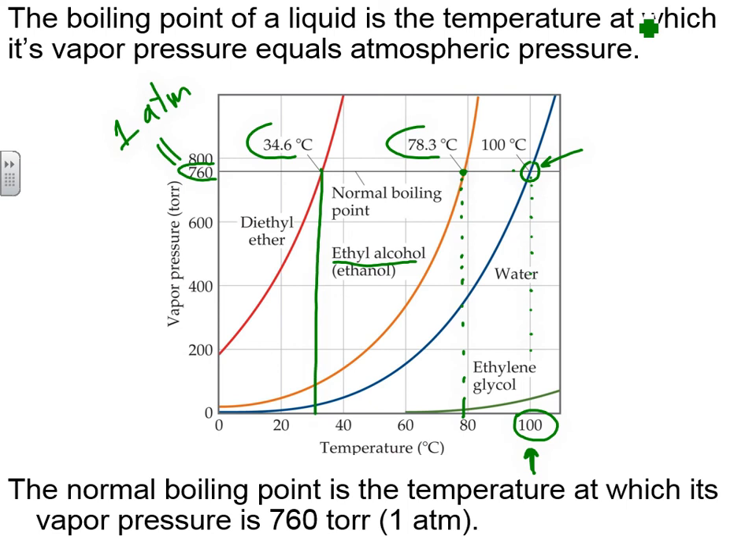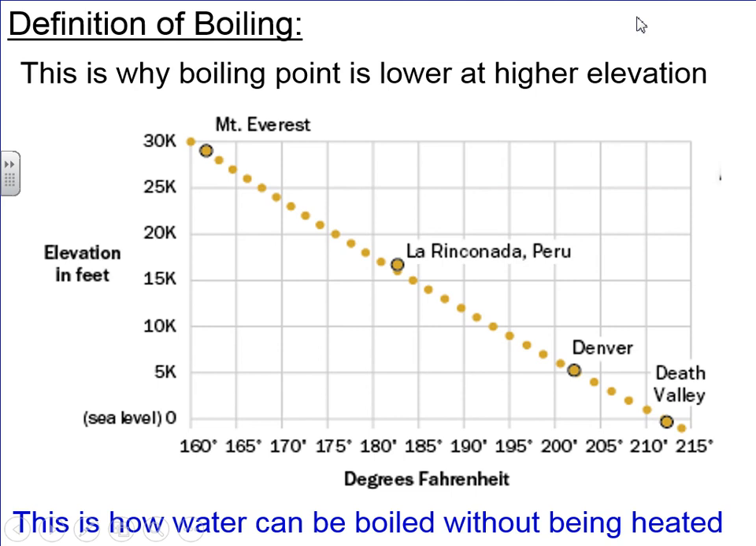Now here it says the normal boiling point. The word normal means at 1 atmosphere, the temperature at which its vapor pressure is 760 torr. So obviously, if the atmospheric pressure changes, then the boiling point changes. And we'll talk about this in just a little bit. Since the boiling point changes under different pressure conditions, the boiling point is lower at higher elevations. So if you go up a mountain, the boiling point will be lower.